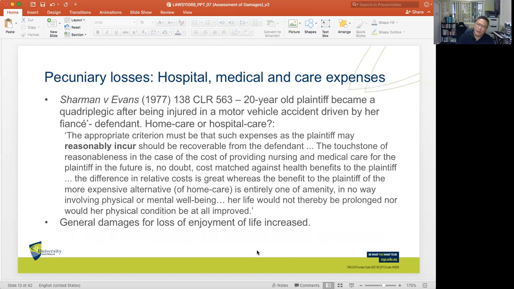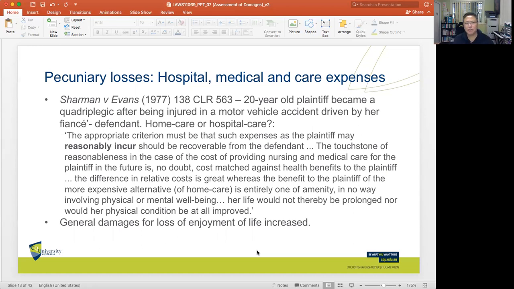Okay, so let's now focus on pecuniary losses pertaining to hospital and medical and care expenses. And this is a crucial question because you want to know that when you do the computation, for example, for pecuniary losses, is it based on what is convenient, for example, for the plaintiff? Or what if the plaintiff says, I would prefer to be taken care of at home because I'd have my partner or my family members taking care of me. So is that the basis, or is it something else?